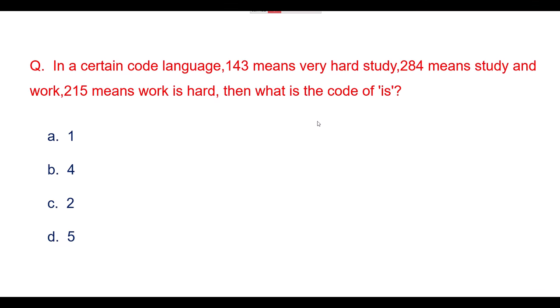Now this model, check once. E is code. 143 means very hard study. 284 is study and work. 215 is work is hard. Then what is the code of ease? Compare and map. 143 very hard study. 284 study and work. 215 work is hard.